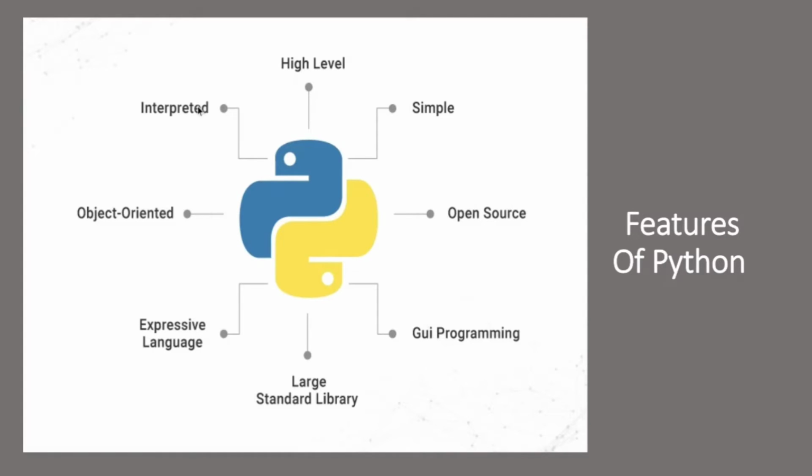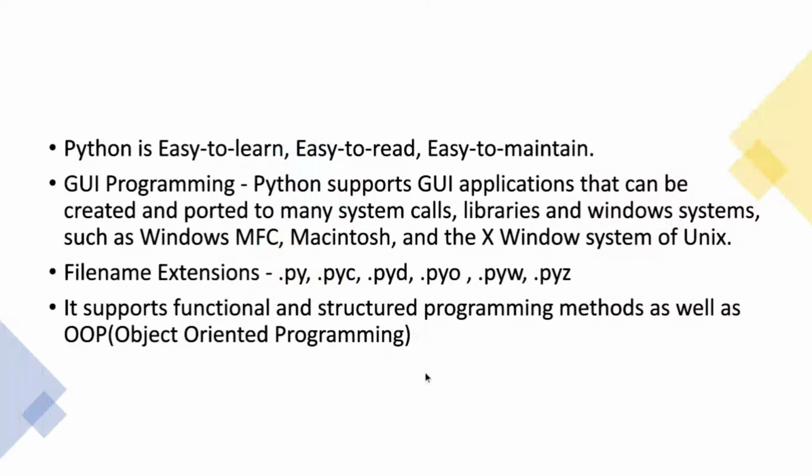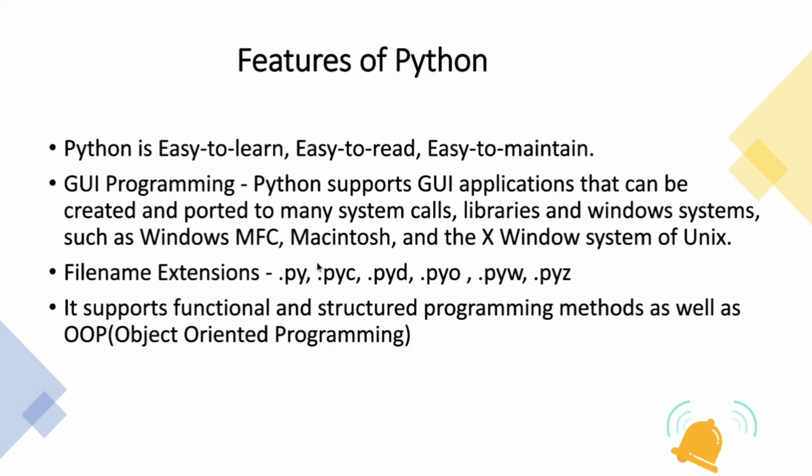So features of Python. Python is a high-level, interpreted, and simple language which is object-oriented, open source, and expressive, and which has a large standard library. Python is easy to learn, easy to read, and easy to maintain. GUI programming: Python supports graphical user interface applications that can be created and ported to many system calls, just like Windows MFC, Macintosh, and the X Window system.